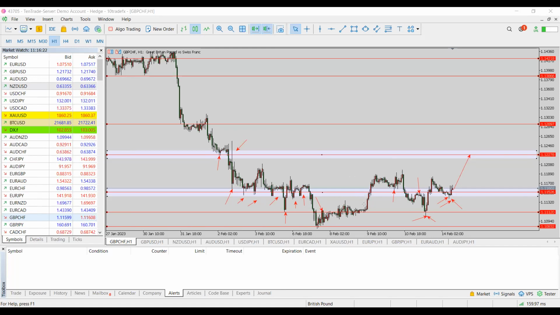But we look majorly at the area. The area of interest is very, very key. Let me scroll down now and read the many comments I have.